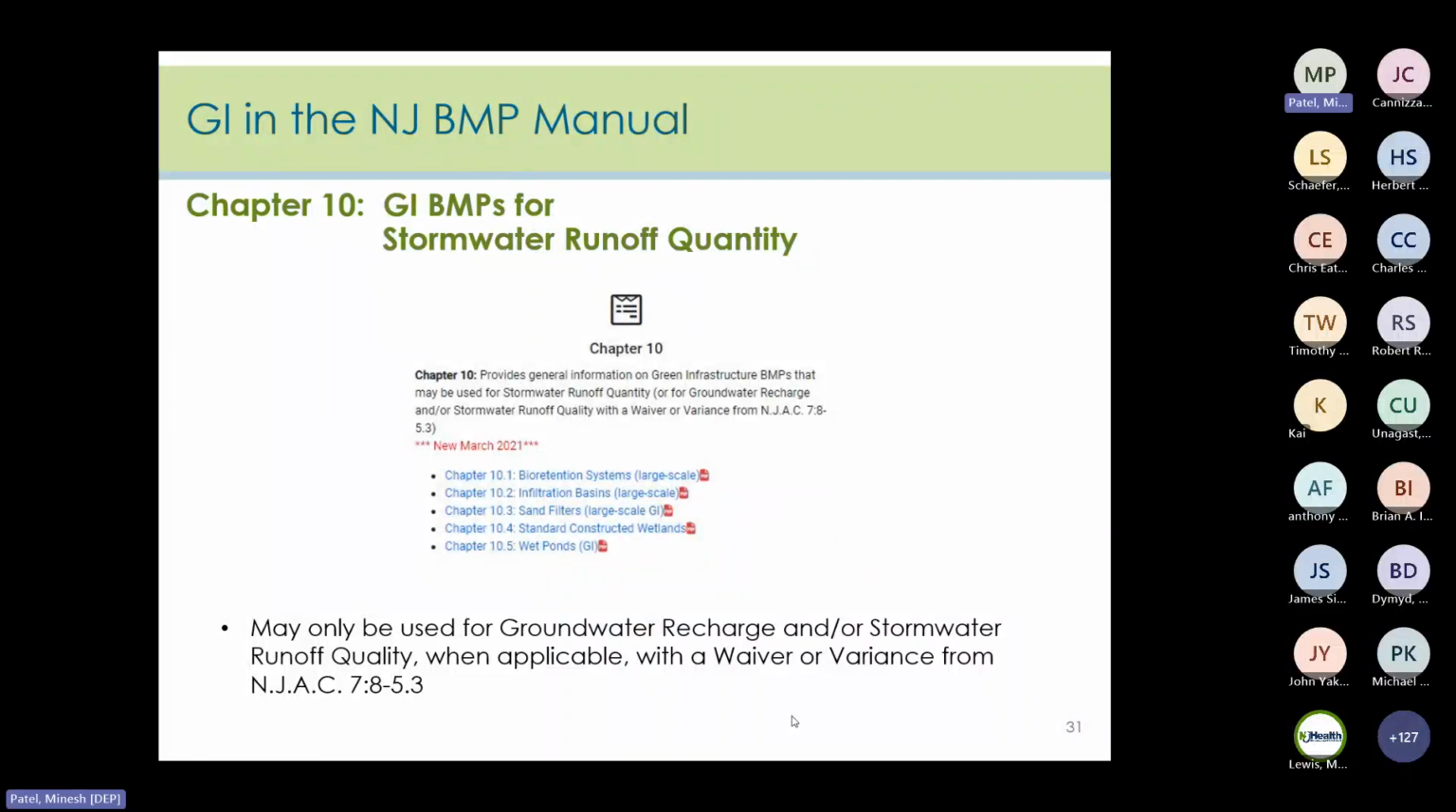Chapter 10 BMPs can be used to address stormwater runoff quantity control. These BMPs can have larger contributory drainage areas than the BMPs listed in Chapter 9. Chapter 10 BMPs include bioretention systems that are large-scale infiltration basins, large-scale GI sand filters, standard constructed wetlands, and GI wet ponds. Note that though I said they can address quantity, these BMPs may only be used to meet water quality and recharge if a waiver or variance is granted.